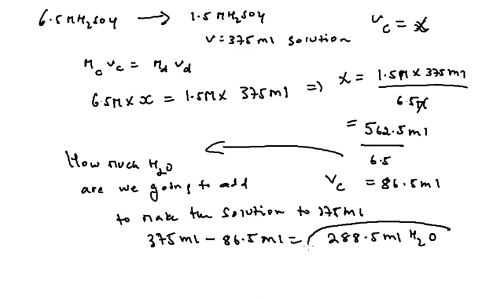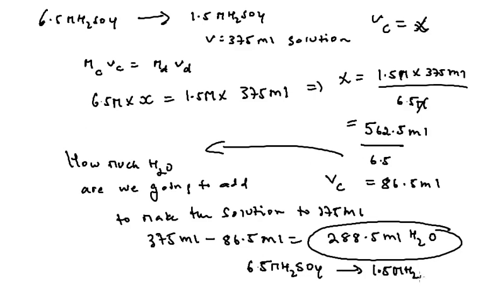So this is the amount of water that we need to add to bring down the 6.5 molarity of sulfuric acid into 1.5 molarity of sulfuric acid. So that's how we are able to identify the diluted solution from a concentrated solution.